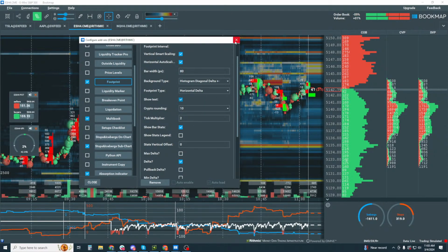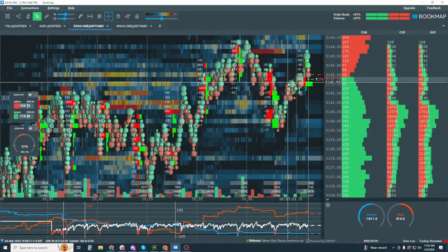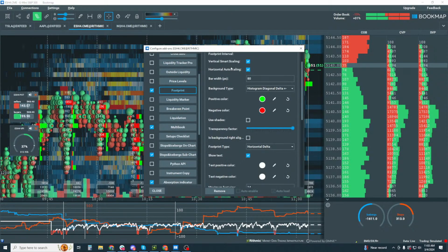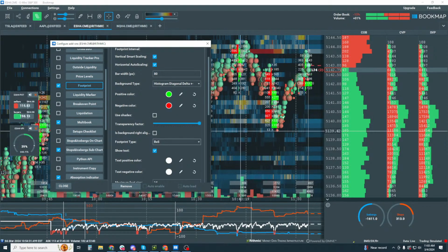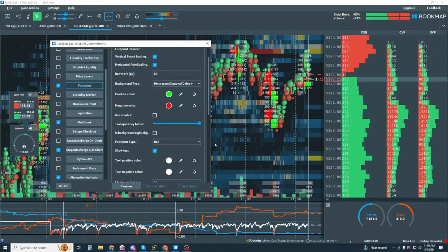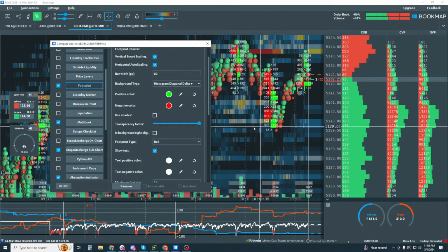All right, so horizontal delta is showing you, okay, so first let's go through one. Buy times sell. They're across from each other. Okay, it's not diagonal. Buyers versus sellers, basically. All right, so I hope that makes sense. At the same price level, how many buyers, how many sellers?